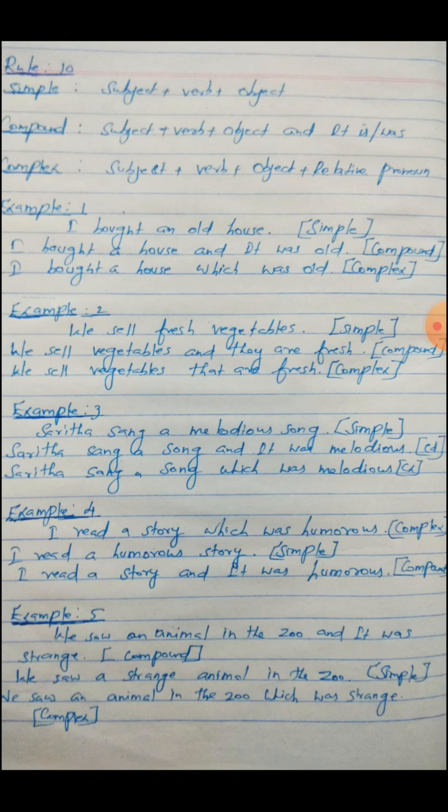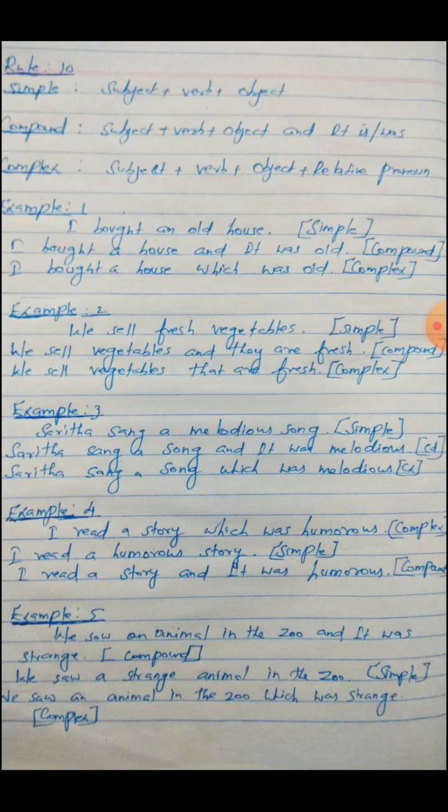Next one, complex. I bought a house which was old. Which is a relative pronoun. For house, that is a thing, we have to add which. Which or that we have to write. So I bought a house which was old. That is a complex sentence.